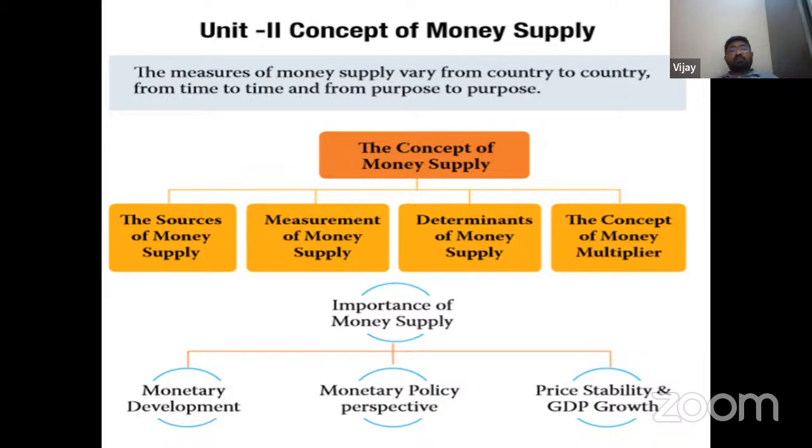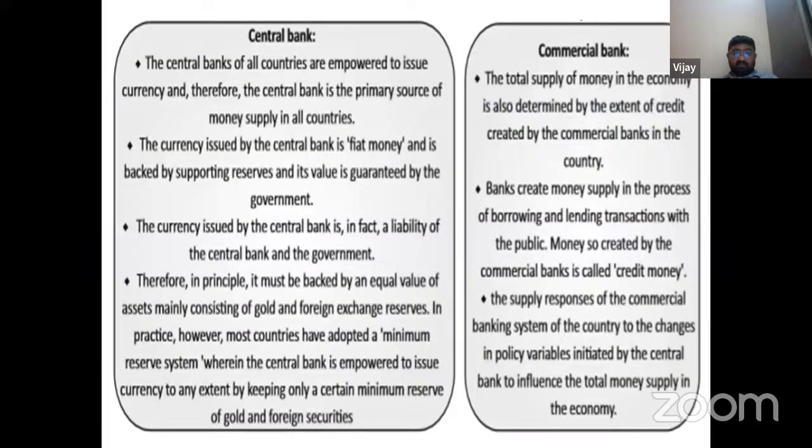So what are the different sources of money supply? Measurement of money supply, determinants of money supply, concept of money multiplier. The different source of money supply is the central bank. The central bank of India is called what? Reserve Bank of India, RBI. RBI is empowered to issue currency notes, which is called the primary source of money supply, which we call fiat money.